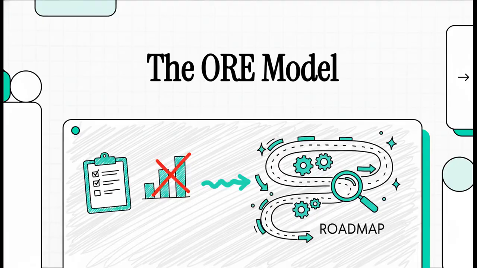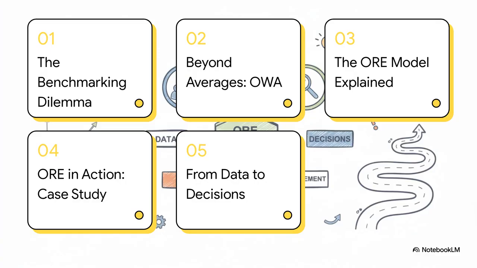Let's dive in. So here's how we'll break it down. First, we'll tackle a really common problem, the limits of basic benchmarking. Then, we'll get into a flexible measurement tool called OWA and see how the ORE model builds on that to give us a much clearer picture. After that, we'll jump into a real-world case study to see it in action, and we'll wrap up by looking at how all of this helps you make smarter decisions.